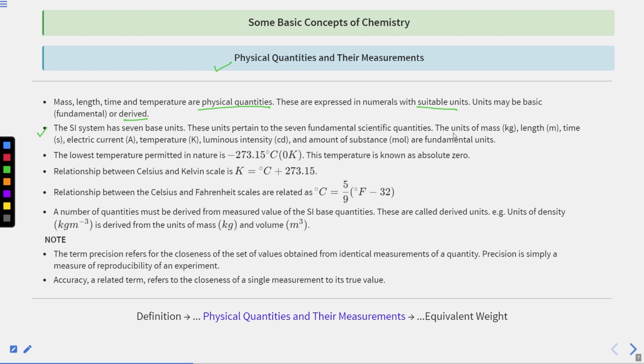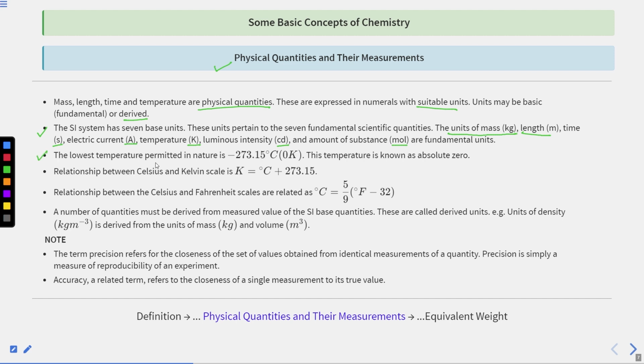And what are these? The unit of mass is kilogram, length is meter, time is second, electric current is ampere, temperature is Kelvin, luminous intensity is candela, and amount of substance is mole. These are the fundamental units of these fundamental physical quantities.